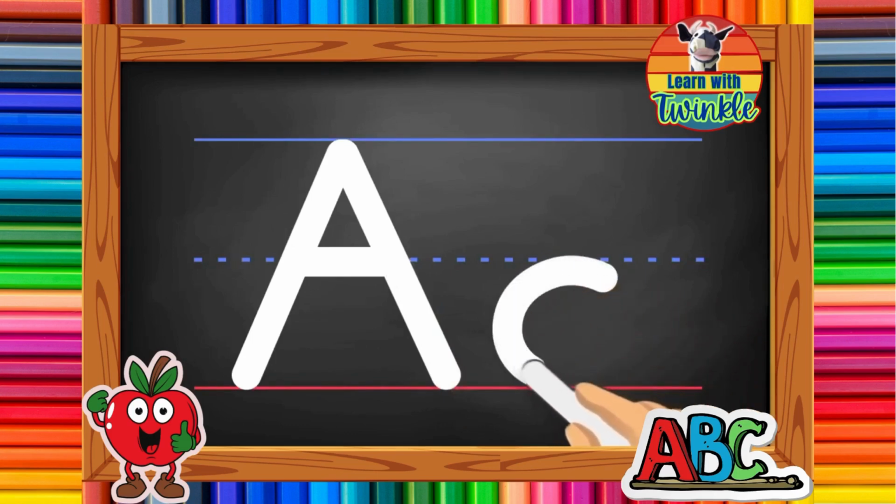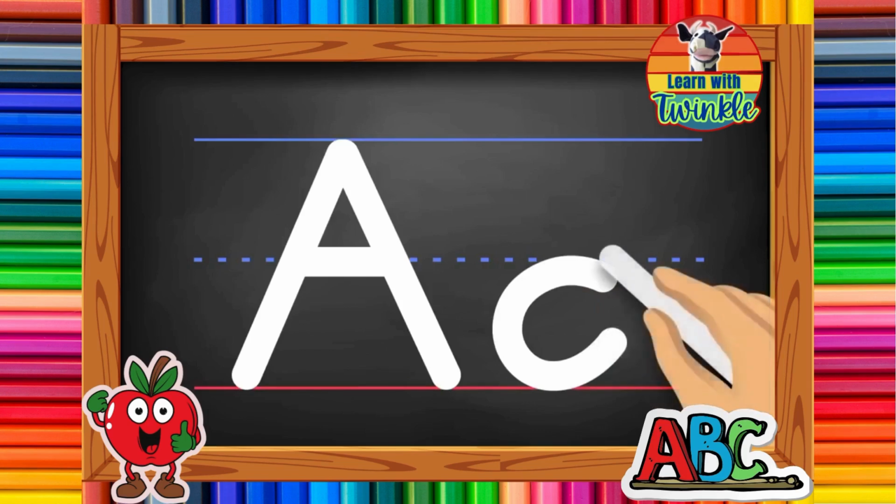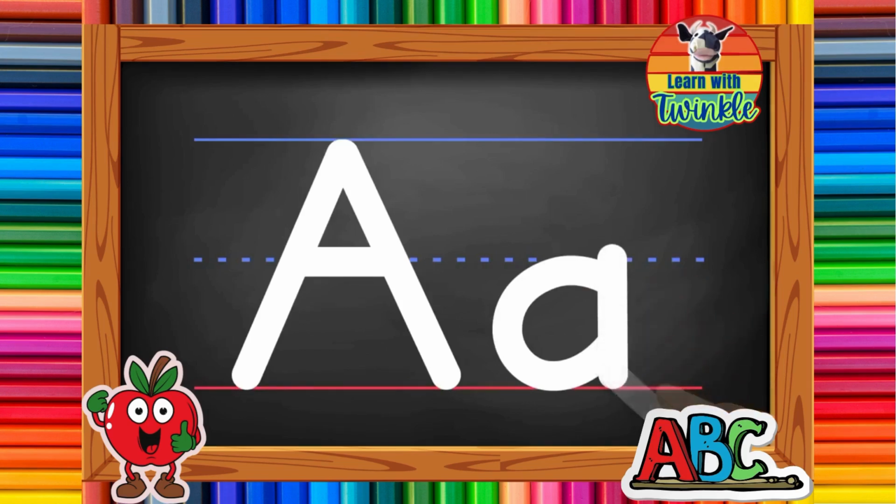Lowercase a. Start with a small circle going up and around. Then draw a line straight down.